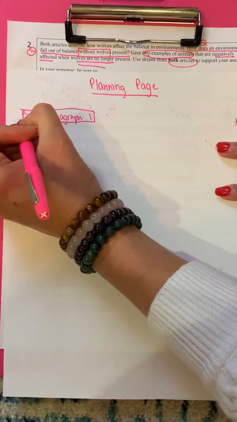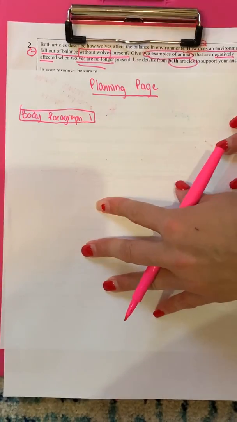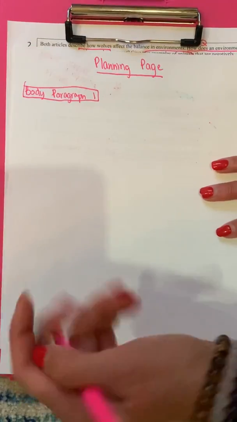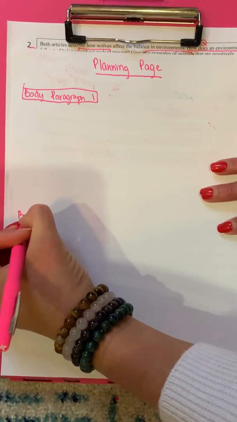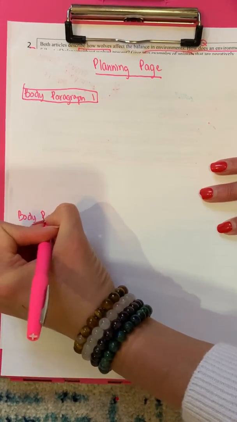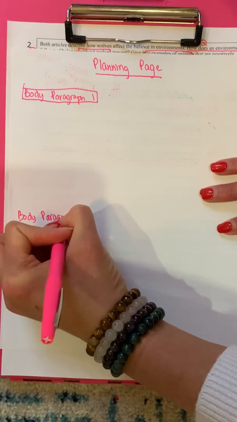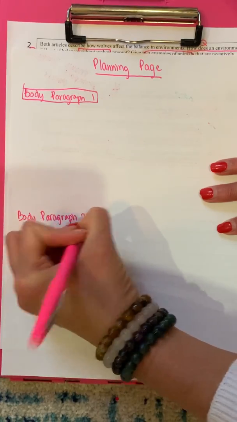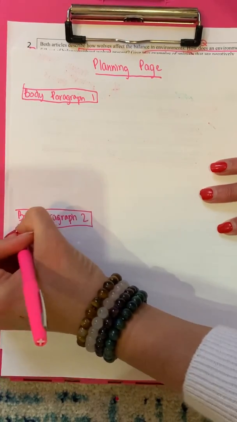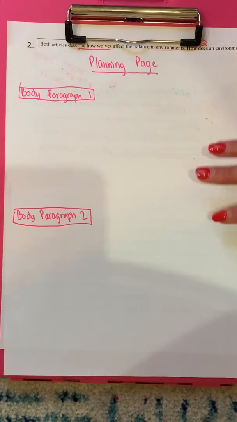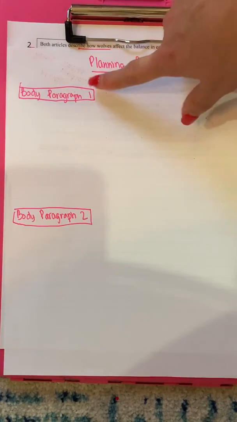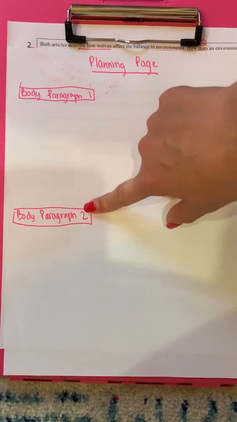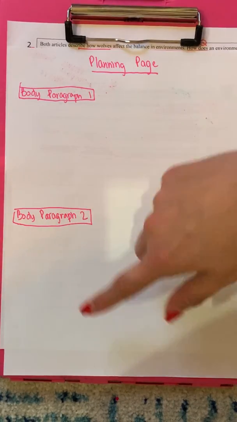I'll make like a box. I'm going to go about halfway down the page just so I have enough room because you'll see what we have to write. And I'm going to do body paragraph 2. So right now on your planning page, you should have it titled planning page. You should have body paragraph 1, box it, body paragraph 2, box it. It should be halfway through.